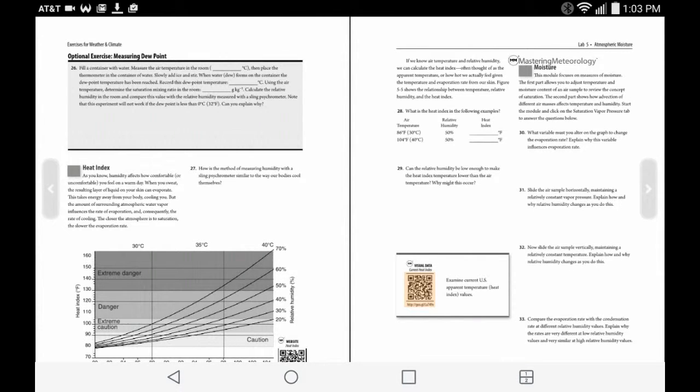We're not going to do any of the heat index and apparent temperature stuff. And I will let you know on the rubric whether we're doing any of the review questions. I'm not sure any of them are appropriate.